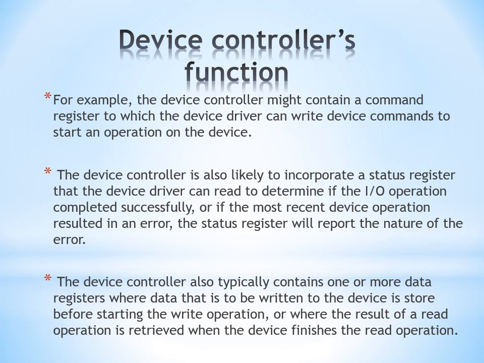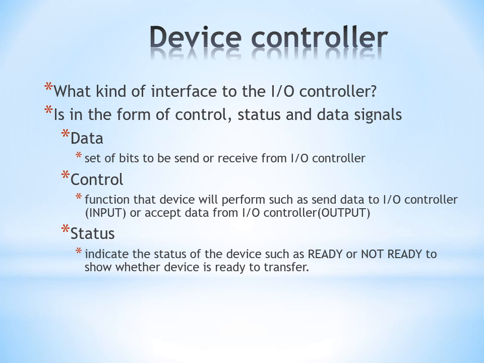so it will continue or resume your printing. The device controller also typically contains one or more data registers, where the data to be written to the device is stored before starting the write operation, or where the result of the read operation is retrieved when the device finishes the read operation. So, device controller.